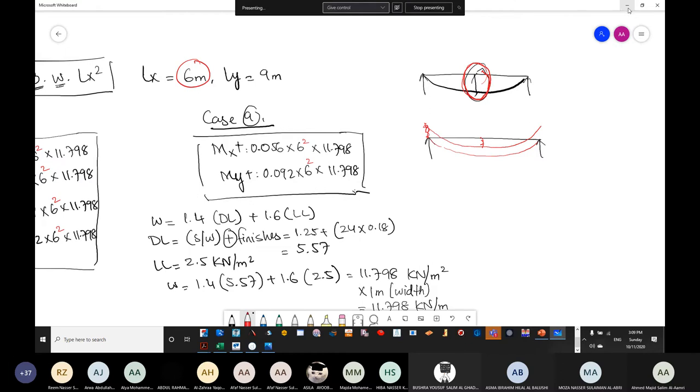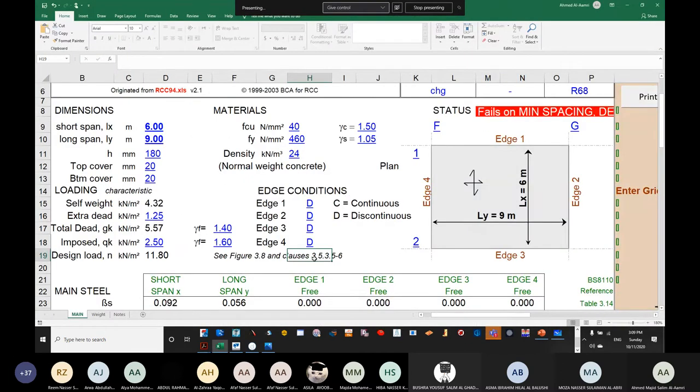Very good. Now going for case number one. Of course, this is very clear. It says short span. When you refer here, before going further, span means the support, or it means the center points between the supports. Span, is it positive or negative?